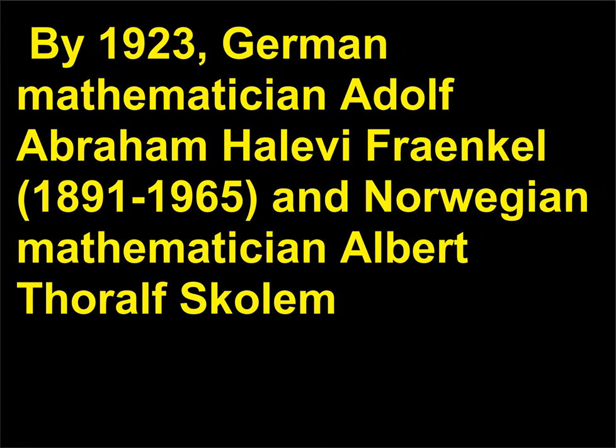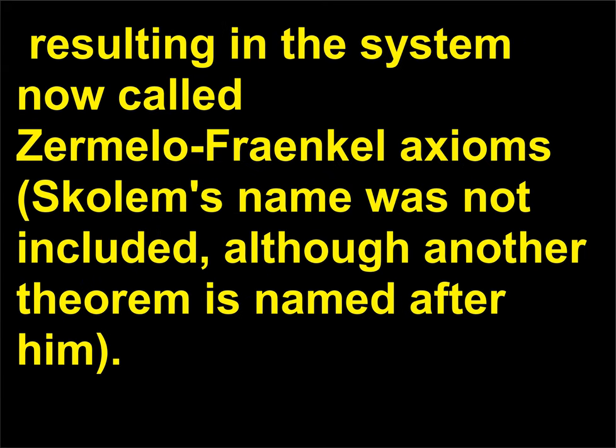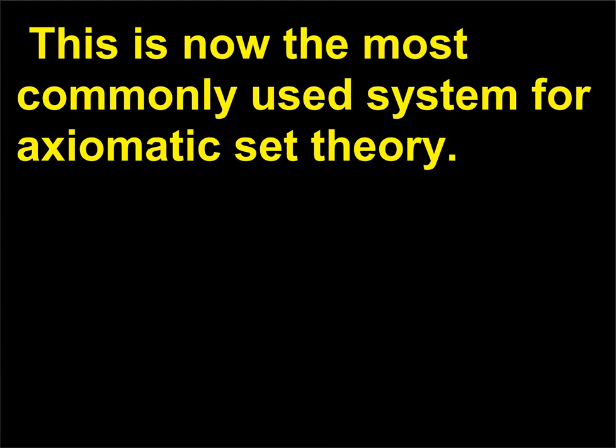By 1923, German mathematician Adolf Abraham Halevi Fraenkel, 1891-1965, and Norwegian mathematician Albert Thoralf Skolem, 1887-1963, independently improved Zermelo's axiomatic system, resulting in the system now called Zermelo-Fraenkel axioms. Skolem's name was not included, although another theorem is named after him. This is now the most commonly used system for axiomatic set theory.